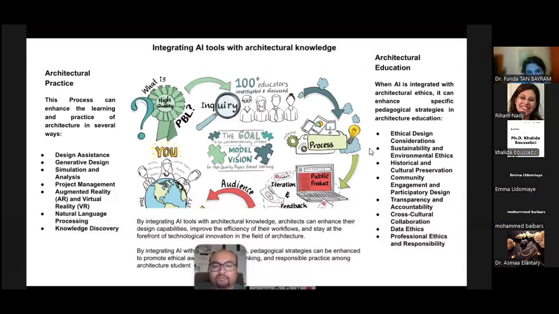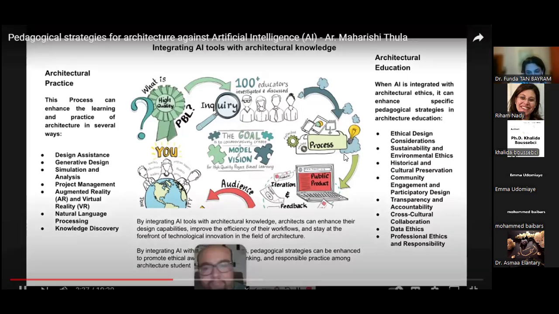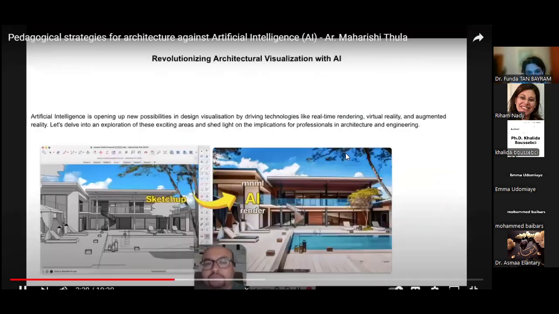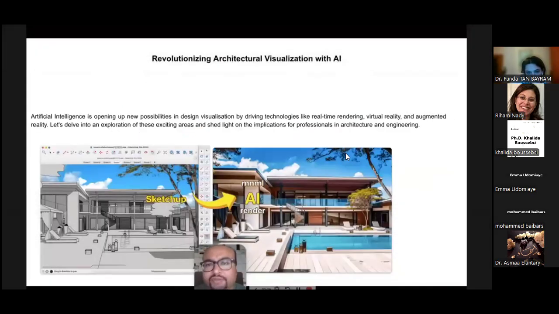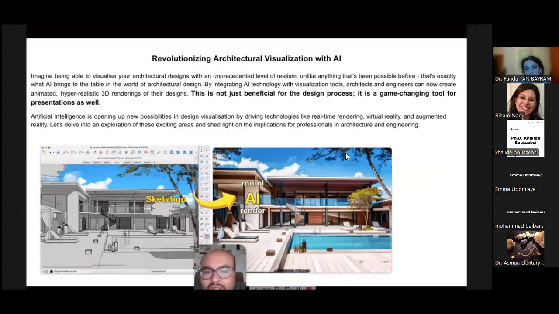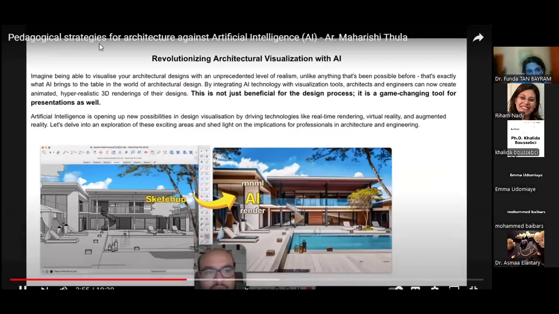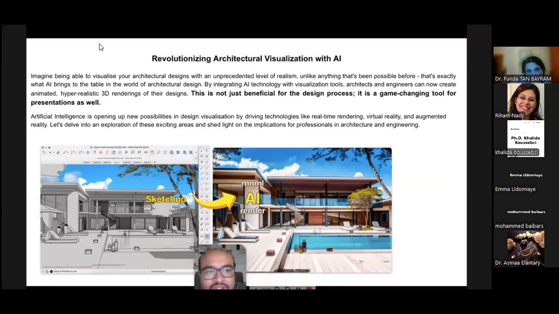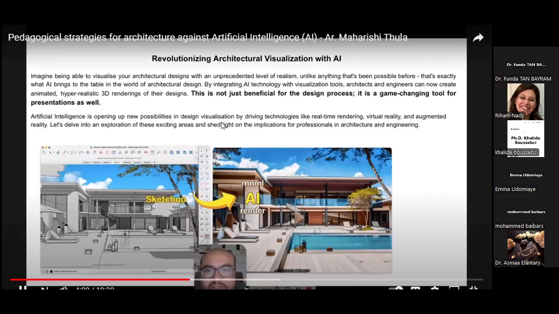Let's talk about certain basic features of AI. One of the core features is real-time rendering, compared to the rendering that used to happen in the past. This tool can give an unprecedented level of realism. In terms of presentation, designing and integrating technology, this is not just beneficial for the design process, but also a game-changing tool for the overall presentation. But why?